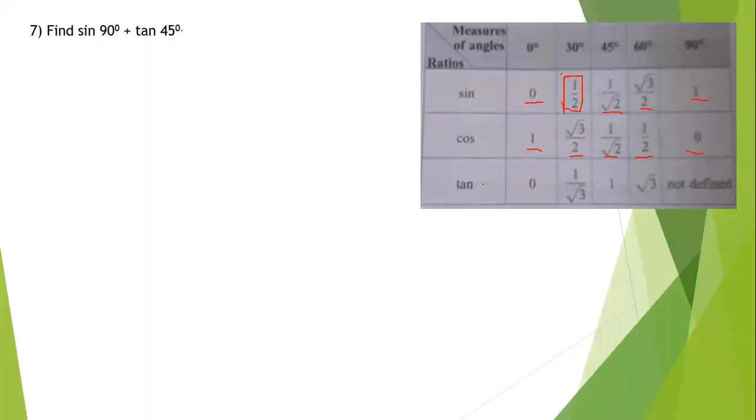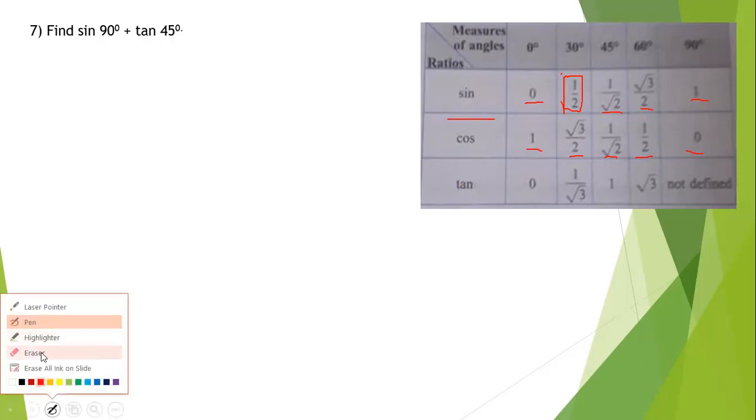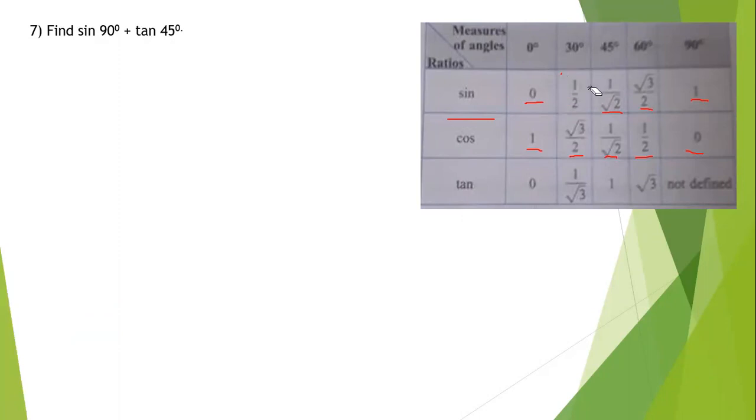Okay. So for tan, how we can get tan? We know the formula for tan is sine upon cos. So what we will do after writing these two lines, that is sine and cos, right? We will write for tan, 0 upon 1. 0 upon 1 is 0. Then here 1 upon 2 upon root 3 upon 2. This 2 and this 2 will get cut. So here we got 1 and here we got root 3.